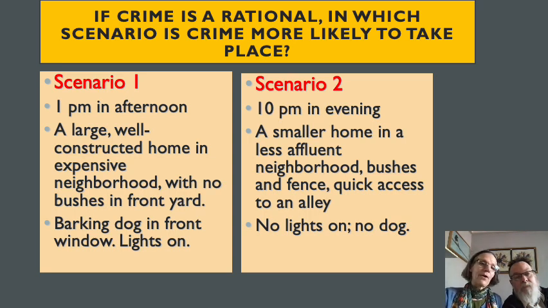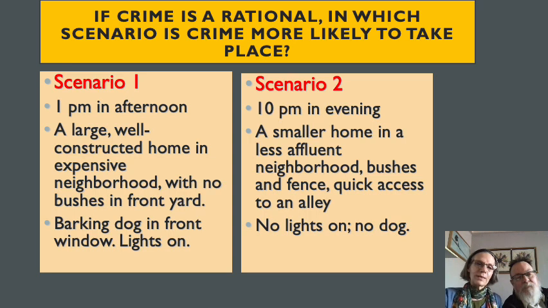Okay, so Mike, scenario one, it's 1 p.m. in the afternoon. It's a large, well-constructed home in an expensive neighborhood. There are no bushes in the front yard, okay? Sure. So kind of easy access, but you can't really hide either, because there aren't bushes to prevent people from seeing you. Right. And there's a big, vicious barking dog in the front window, and the lights are on. Okay, so hey, maybe people are home.